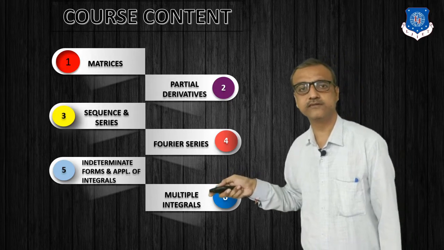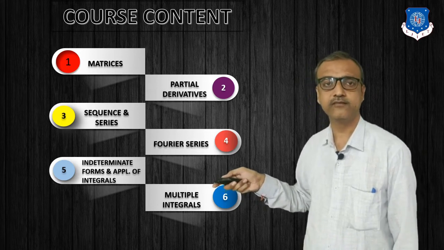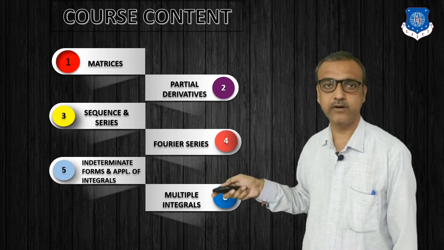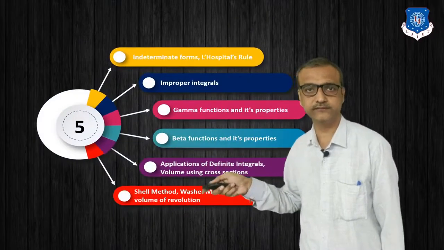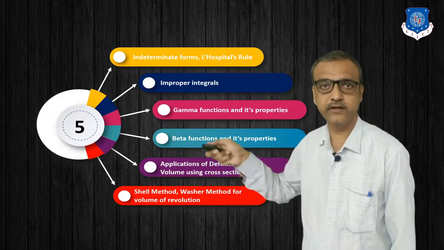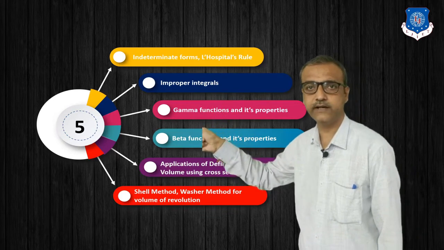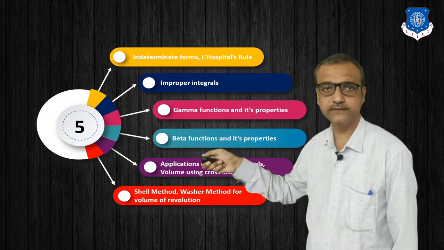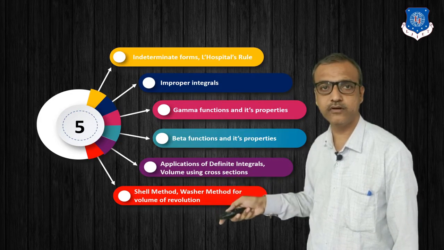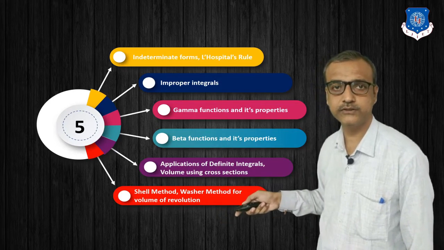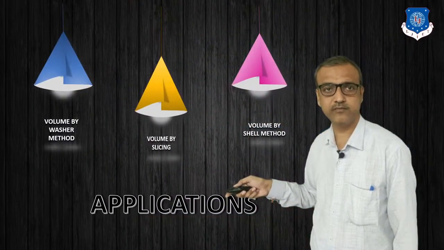So in this unit we will study about indeterminate forms, its limit using L'Hopital rule, some special functions like beta and gamma, and then application of integrals. So this unit is divided into these topics, that is indeterminate form, L'Hopital rule, improper integrals, gamma function and its properties, beta functions and its properties, application of definite integrals, volume using cross section, shell method, washer method, volume of revolutions.